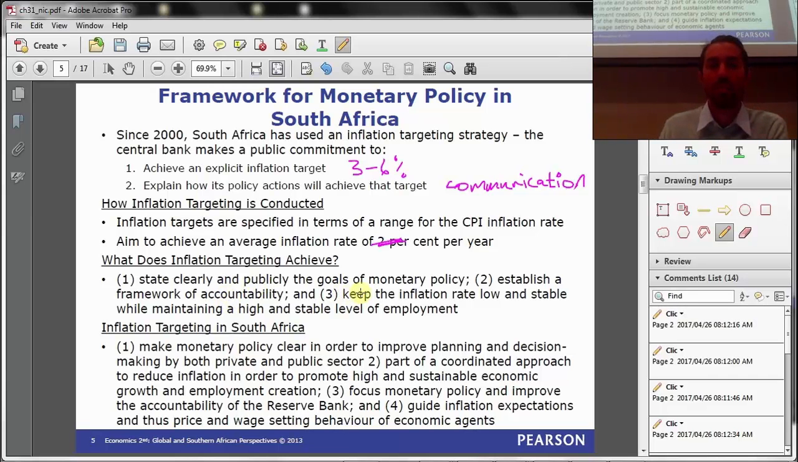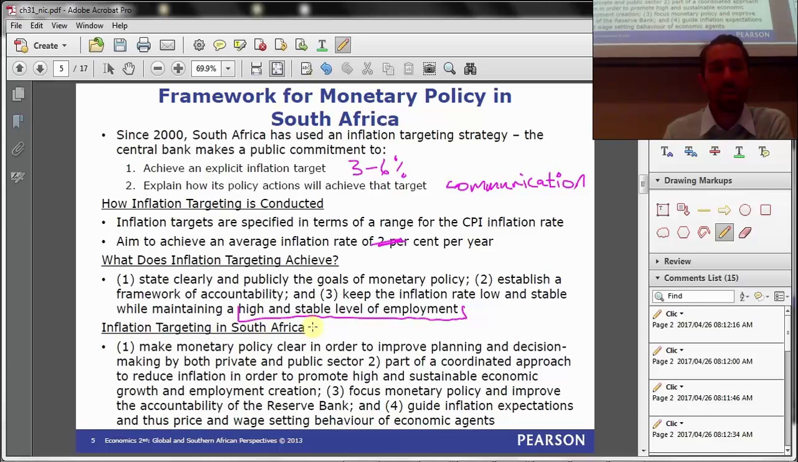And number 3, it keeps the inflation rate low and stable while maintaining high and stable level of employment. So this is the secondary mandate, right? High and stable level of employment. So if inflation is under control, then the Reserve Bank should be trying to ensure that the economy is also growing well. But it doesn't have a lot of scope for that, so that's its secondary mandate.